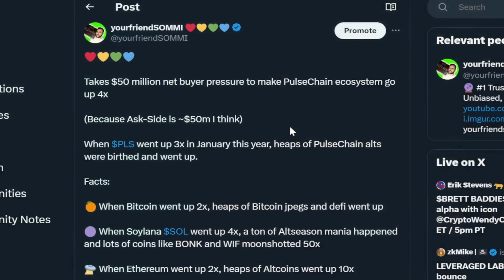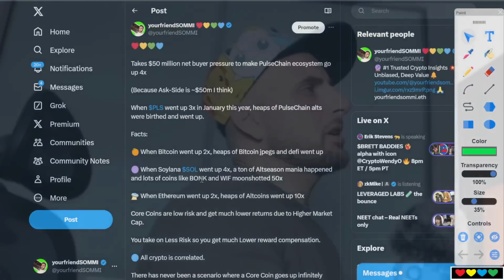Let's start with some real numbers. It takes about $50 million of net buyer pressure to make the PulseChain ecosystem go up 4x. And how do you calculate that? Well, you go to the PulseX website, or you can maybe use GoPulse, and you add up all the asks of the liquidity pairs with Pulse itself.